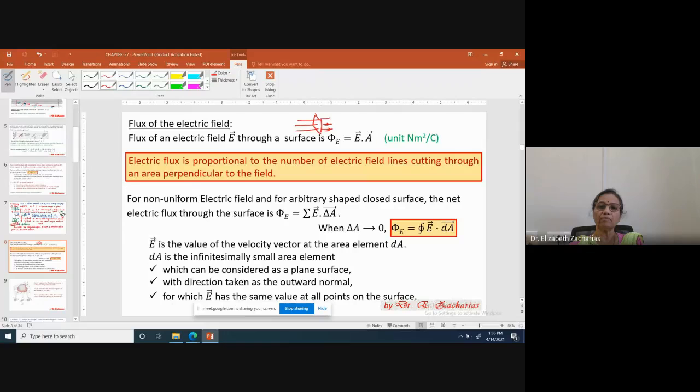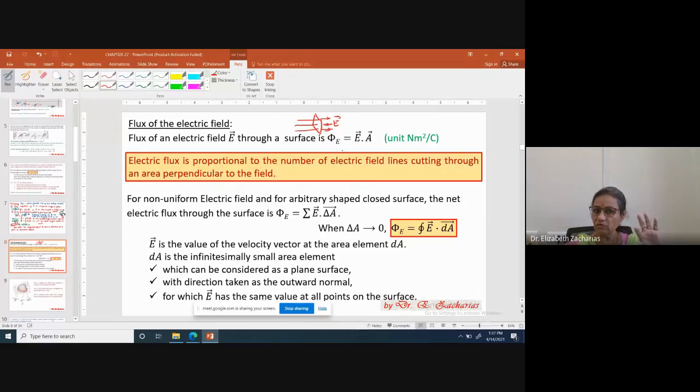Field is uniform, meaning the field has the same value at all points on the surface. Then you say that flux is equal to E dot A. And let us look at the unit. You know that electric field is Newton per Coulomb and area is meter square. Therefore, the unit will be Newton meter square per Coulomb.